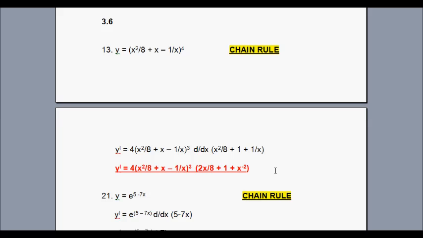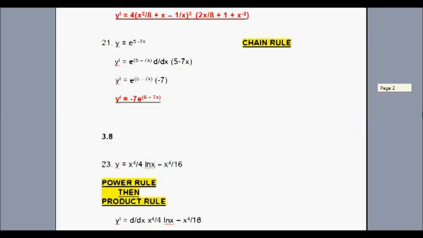Now for number 21, it's y equals e to the 5 minus 7x. Yeah, I don't know how to say that properly. And another chain rule. This one's fairly simple again.